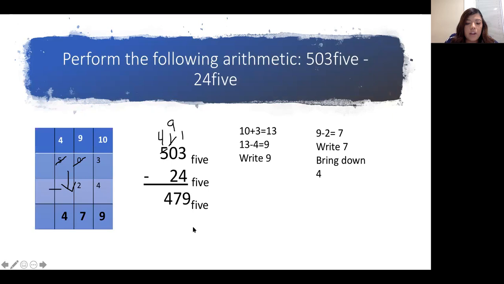Once again, I went ahead and did it in this order as well to see whichever one works the best for you. It's the exact same thing. You get the exact same answer. And we get that 503 base 5 minus 24 base 5 is going to give us 479 base 5.